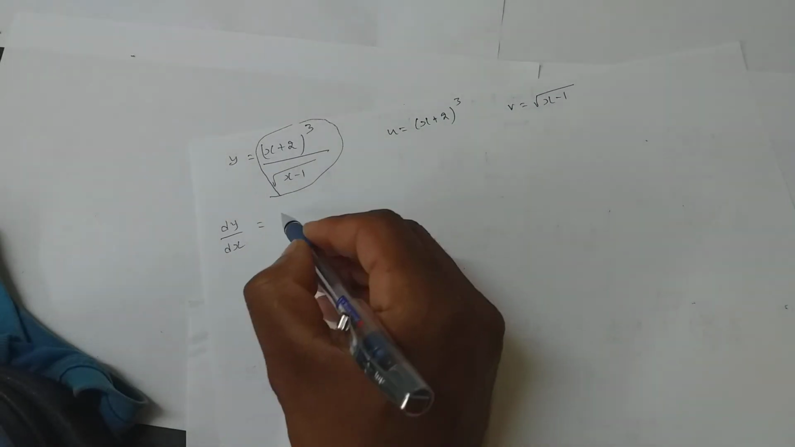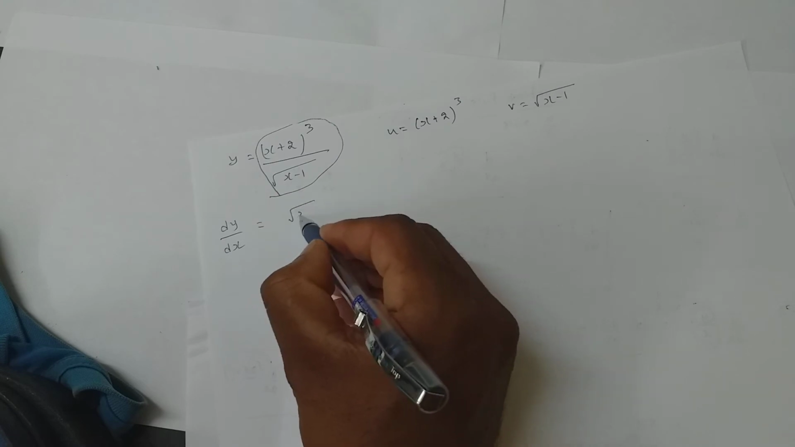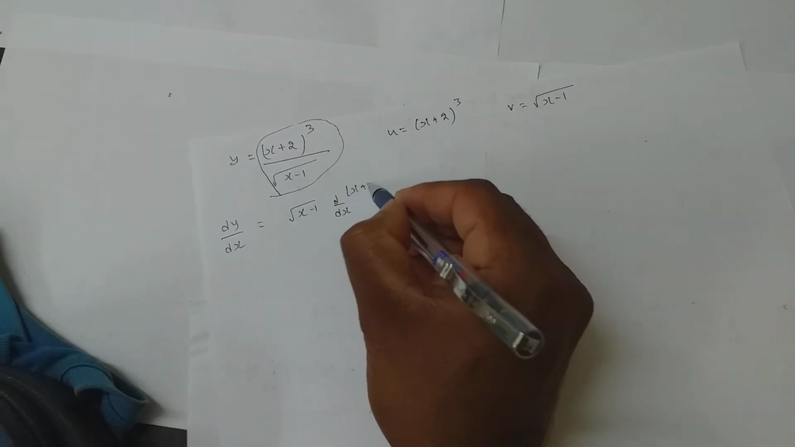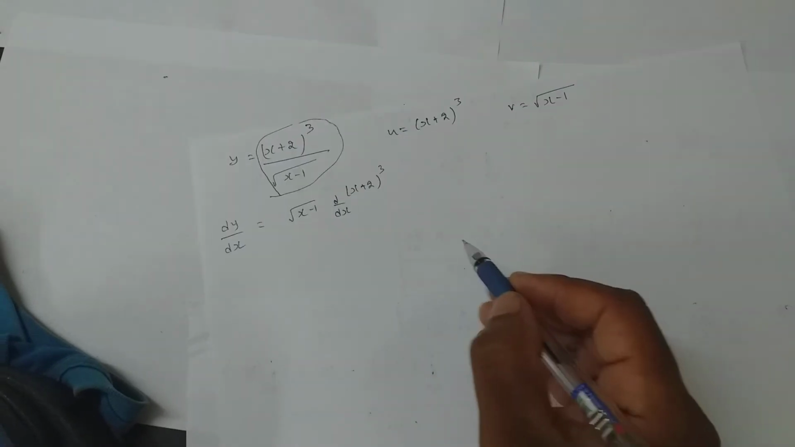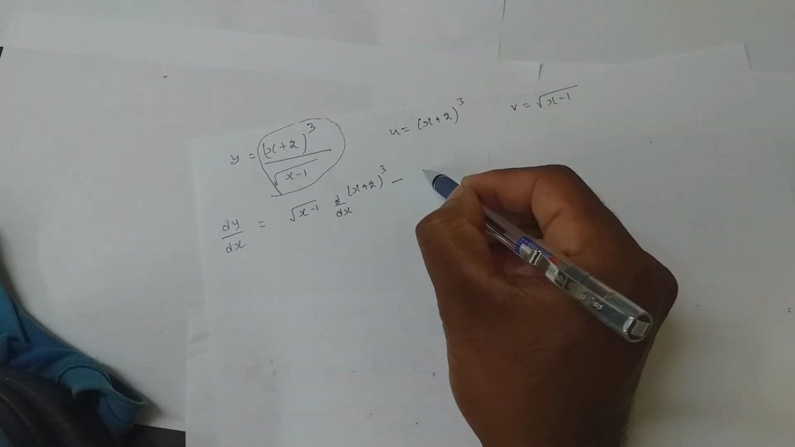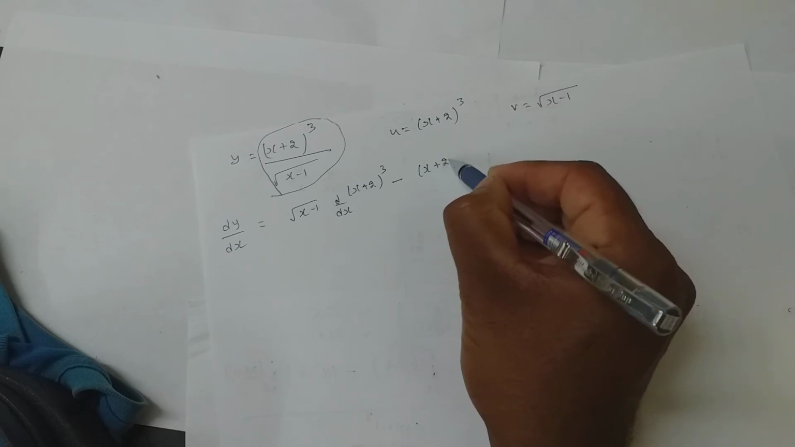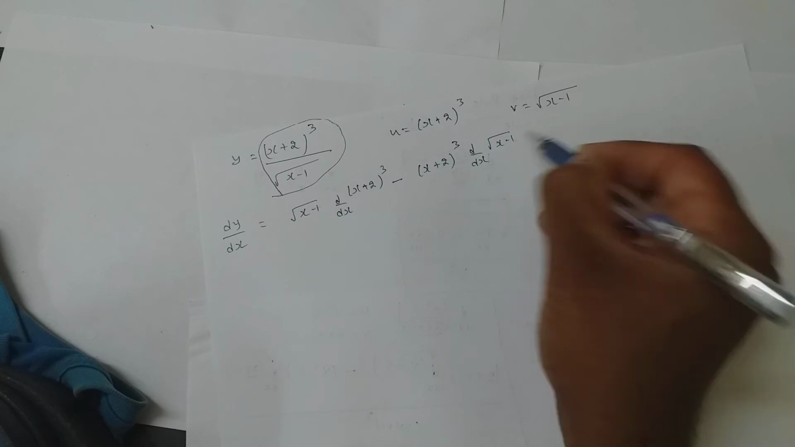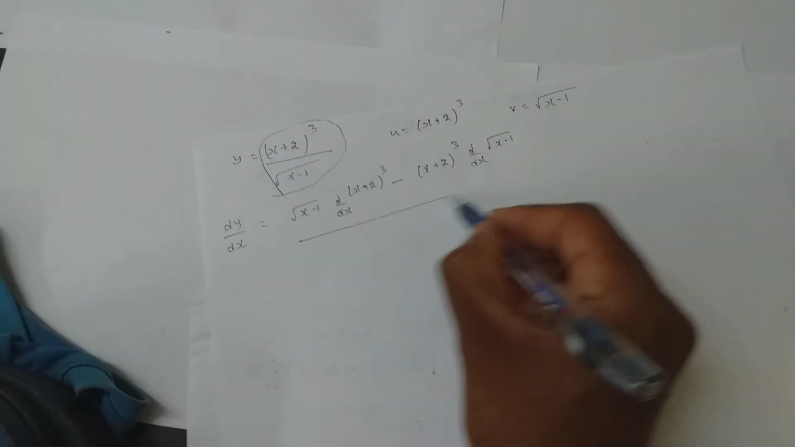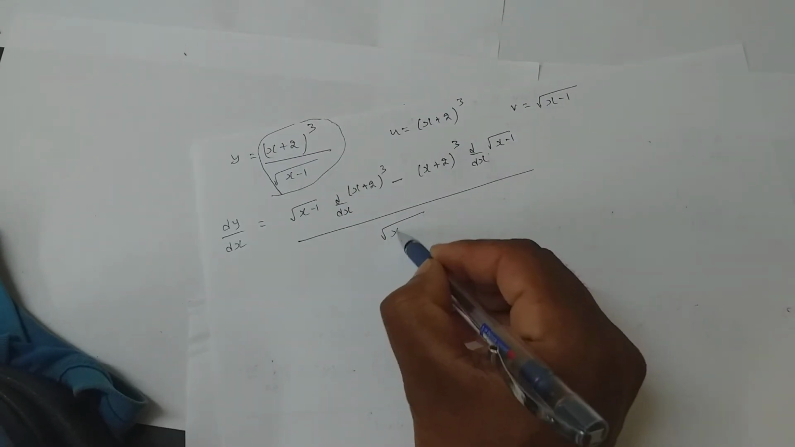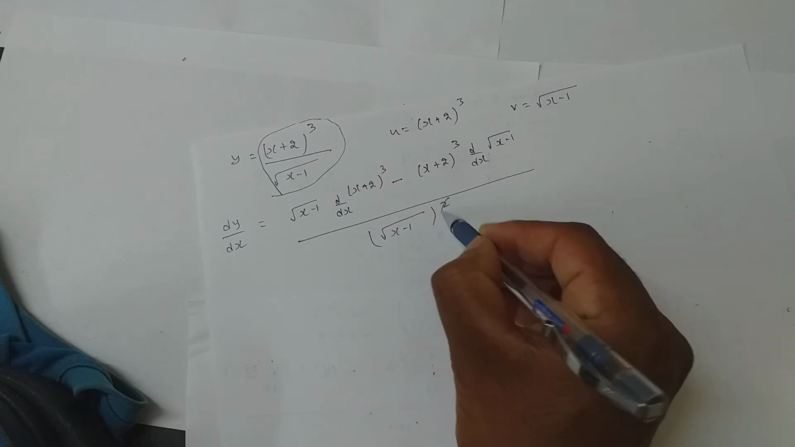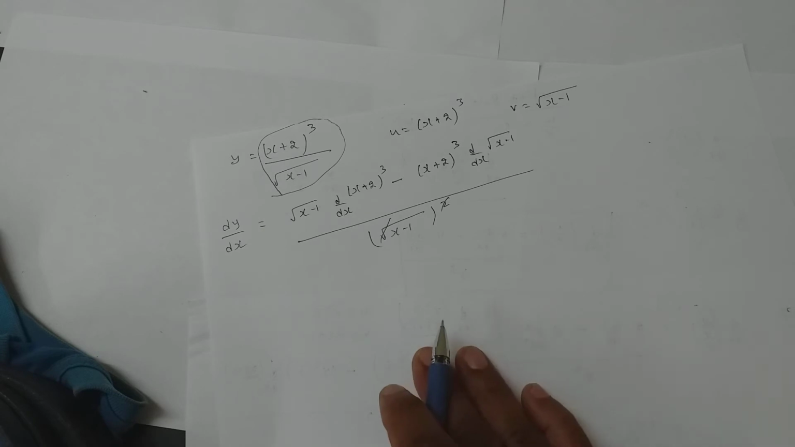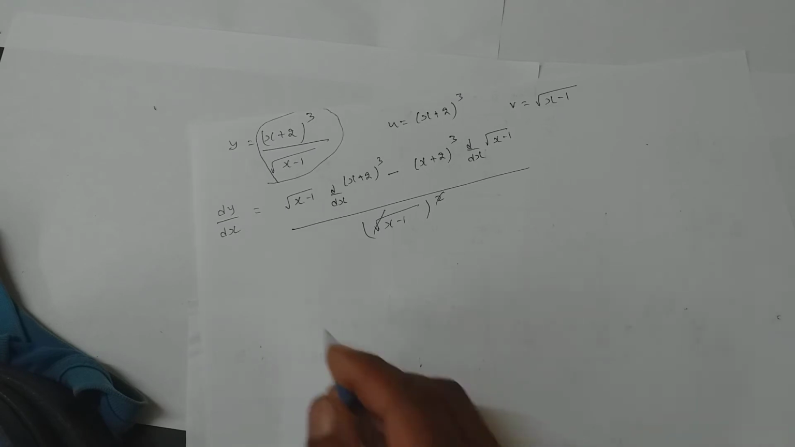Clear till there? So first what do I need to write? v as it is. I need to differentiate u, so (x plus 2) whole cube, with a minus sign now. Now I need to differentiate v. So d by dx of root of x minus 1 by v square, so root x minus 1 whole square, and the square and root get cancelled. Clear so far? I just applied the formula.